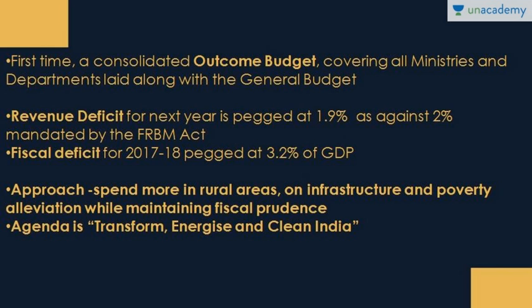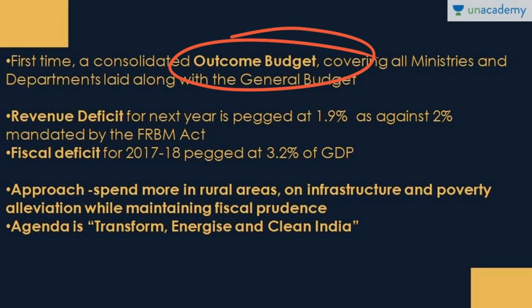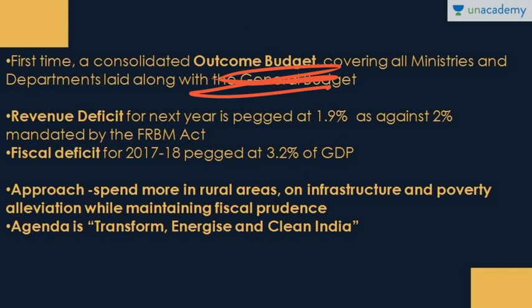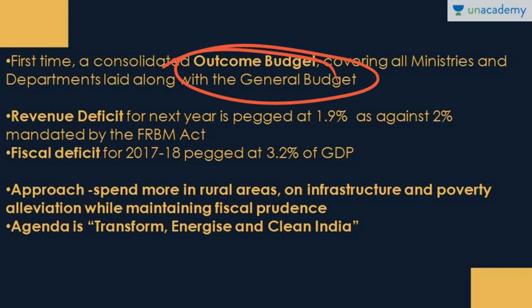Next, in this particular year's budget, we have a separate outcome budget as well. This is very important because budgeting as such is a topic in mains as well. Outcome budget is a technique of budgeting whereby different ministries will be undertaking their own budget proposals, and simultaneously outcomes would be marked out. Okay, we want this via this much amount of allocation. This is the outcome proposed. So do study about outcome budget also. This is the first time that a consolidated outcome budget is to be presented along with the general budget.